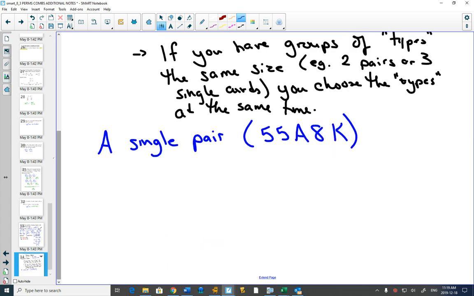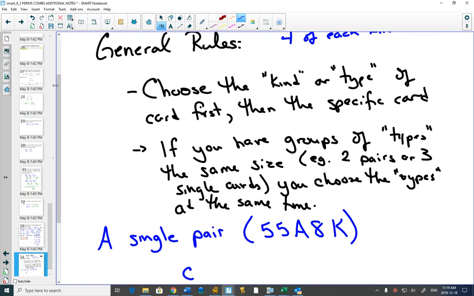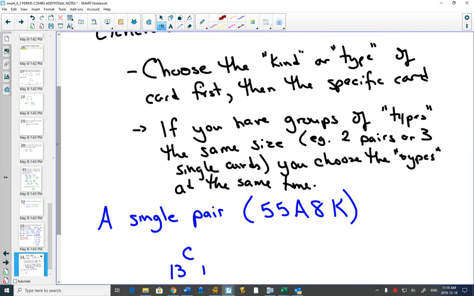Well, we start by thinking about our pair. We could have a pair of 5s, pair of 6s, pair of 7s, pair of 8s. There would be 13 different kinds. We need to choose which one we're going to have a pair. After you choose one of those 13, in my example, I chose 5s. First choose the kind. So now I've chosen the kind, 13, choose one. Then the specific cards.